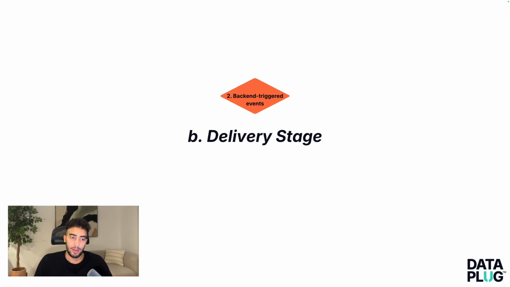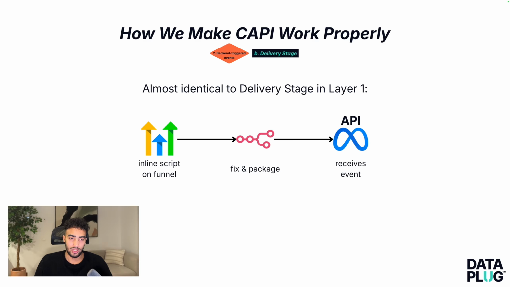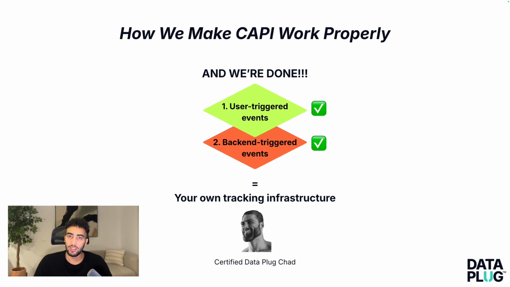Then for the second step and the last step of the backend triggered events, which is the delivery stage: how are we actually going to send the data back to Meta? And it's almost identical to layer 1. We have the script, it fixes and packages, and then Meta receives the event. And we're done for this little crash course.